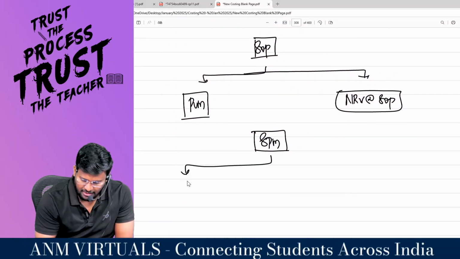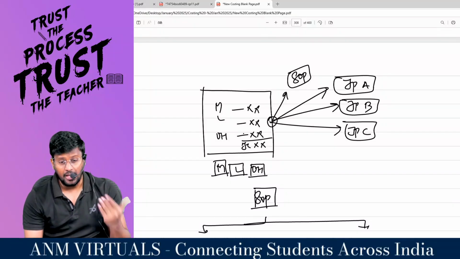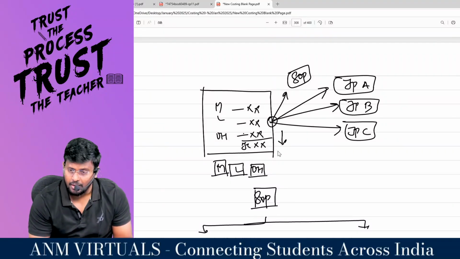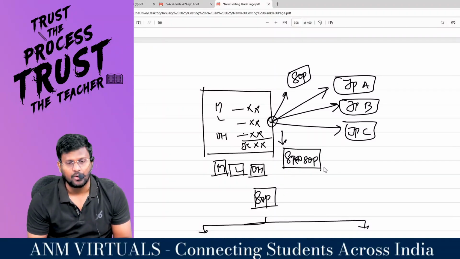In the selling price method, in case the joint product cannot be further processed, I will sell it at the split off point. So I will take the selling price at the split off point. That is method number 1. Are you really with me?